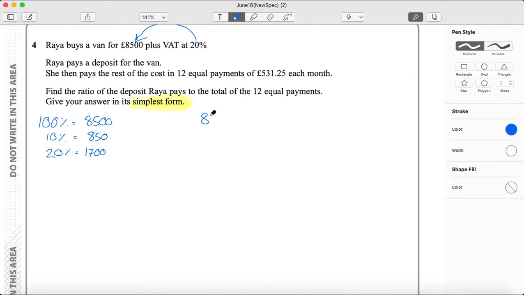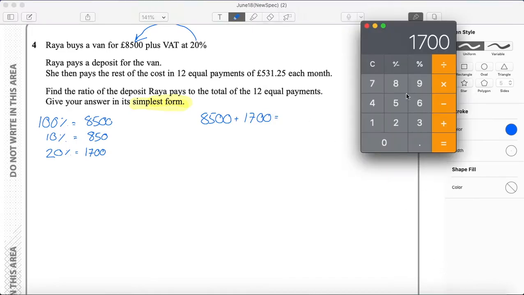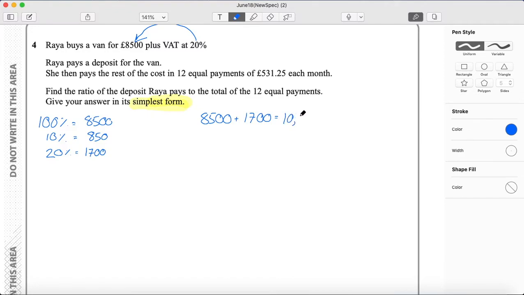So 8,500 plus 1,700. Again, you could do this in your head easily, but we've got a calculator, so I'd definitely recommend using it. £10,200. So that was the total cost of the van, including VAT.